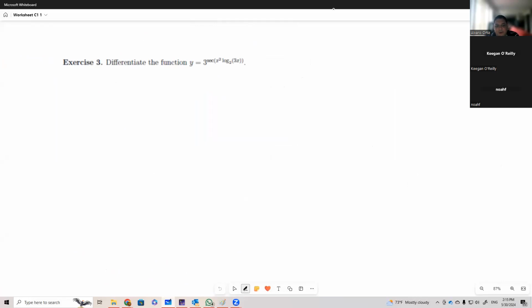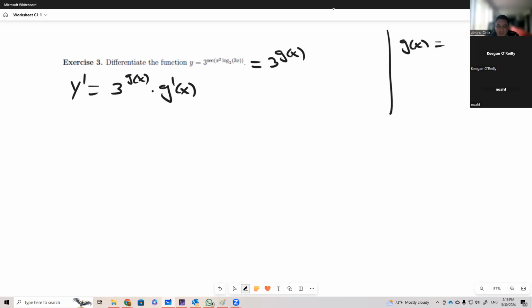Okay, so this is differentiate this function here. The complicated part is that this is a gigantic composition, but you can always treat this as this, regardless of whatever it is. So what is going to be the derivative of this? It's the same thing times g prime, right? Now let's find out what g is. Now g is secant of x squared log base 2 of 3x.